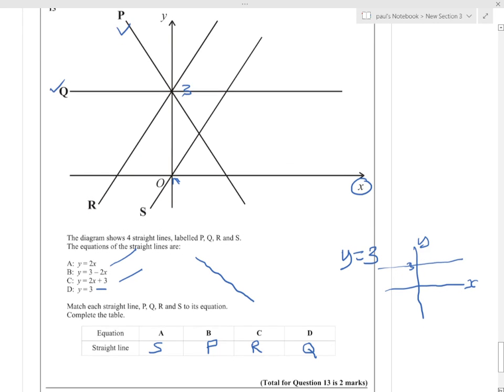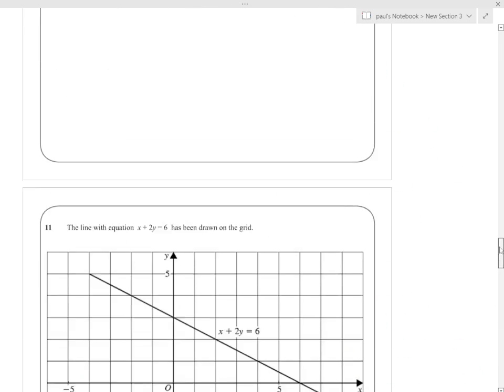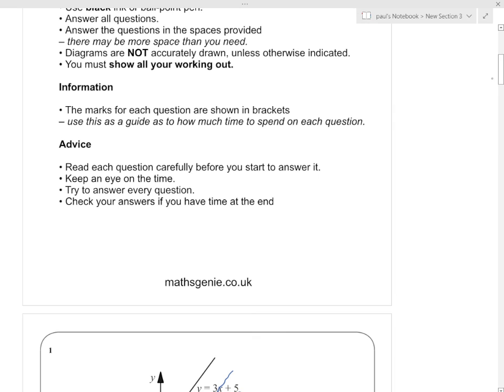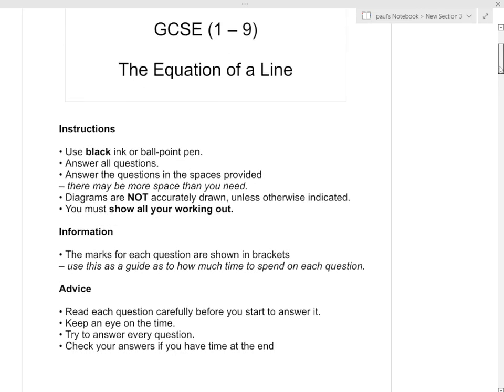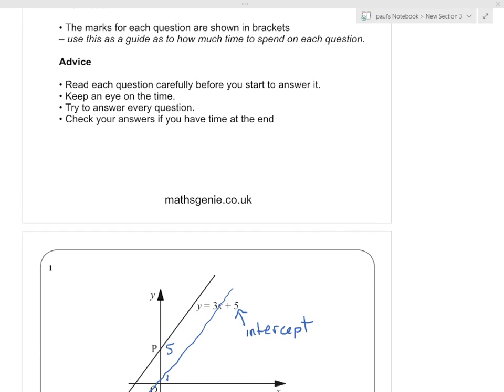My goodness. So, what was all that called? What do we call that? The equation of a line. Okay.